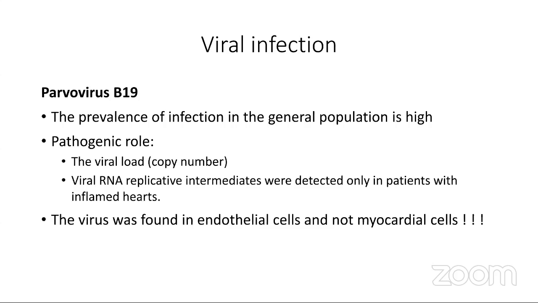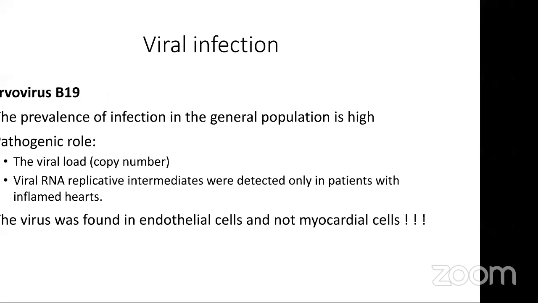The pathogenic role is related to either the viral load, which can be quantified by the copy number of the viral DNA, or the evidence of active viral replication by detection of viral RNA replicative intermediate. Astonishingly, this virus is endotheliotropic and not found in the myocardial cell. It may play a bystander role in the pathogenesis of myocarditis.